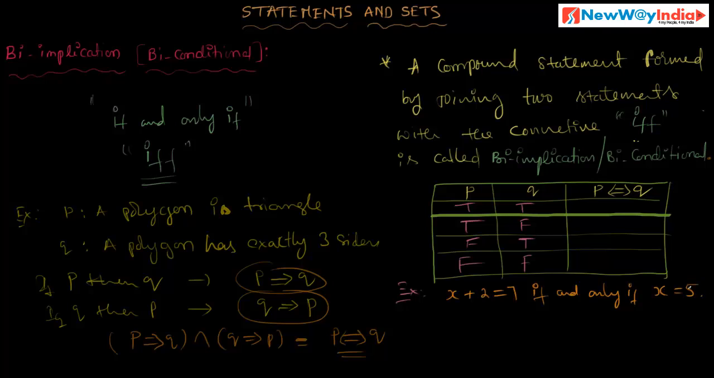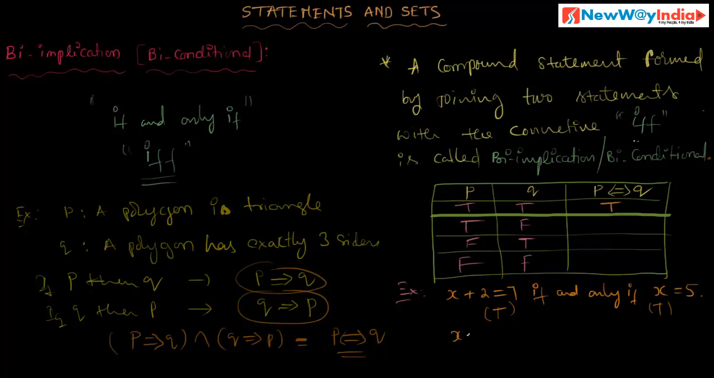Both statements are true when x is equal to 5. When x is equal to 5, x plus 2 is equal to 7. At the same time, if x plus 2 is equal to 7, then x is equal to 5. So it is true in both directions. The conditional is also true, that is, both statements are true in both directions, so the biconditional is true.